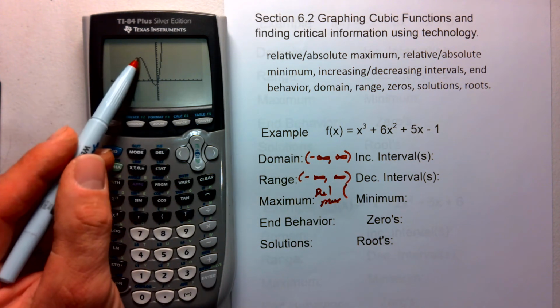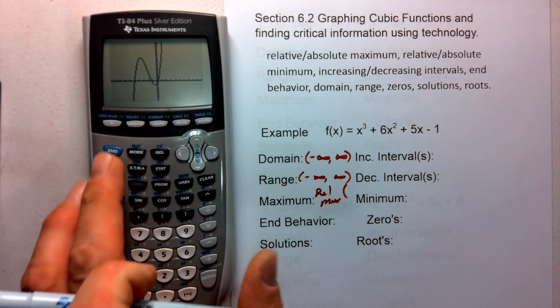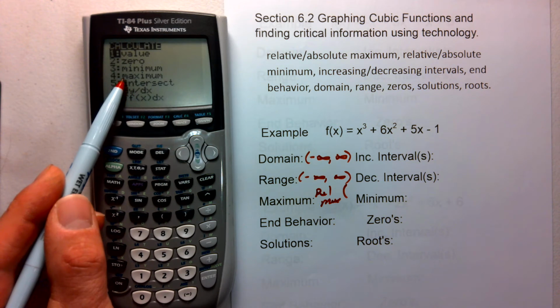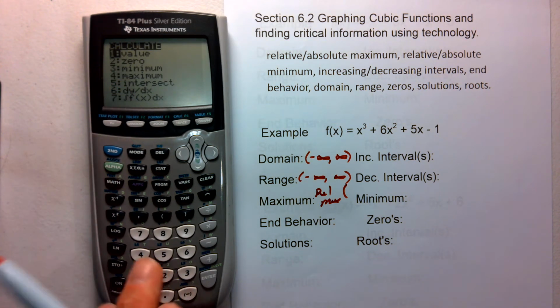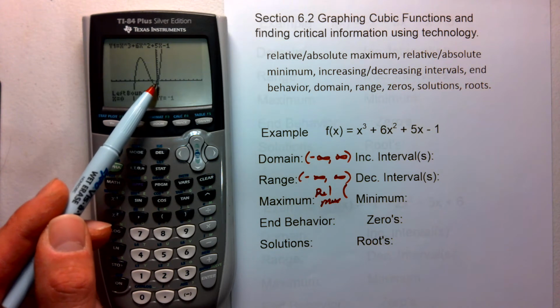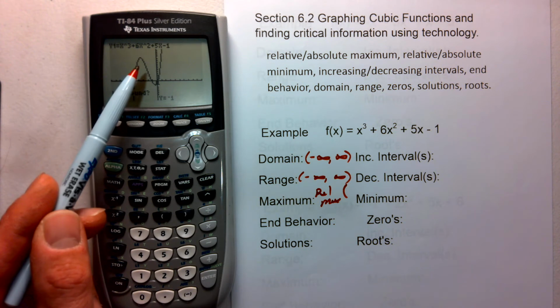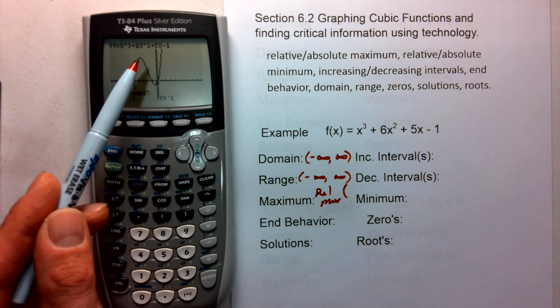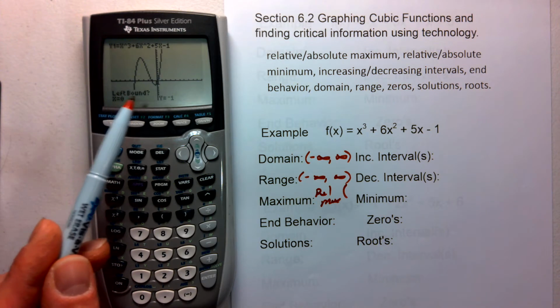To be able to find that high point, what we're going to do is second trace, and we're going to find our maximum point. So we're going to hit number 4. Notice a cursor pops up, and your cursor may be in a different location than mine. But I want that cursor to be in this region, to the left of that high point. Notice it says left bound.